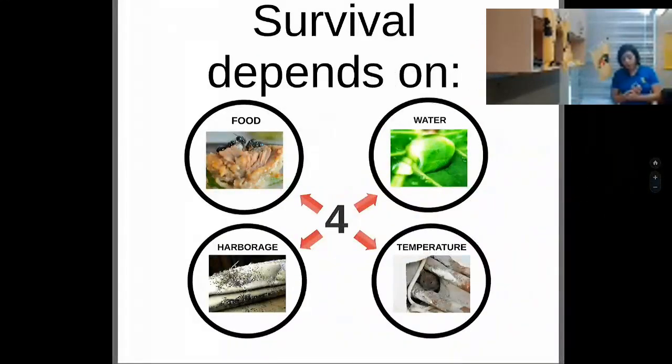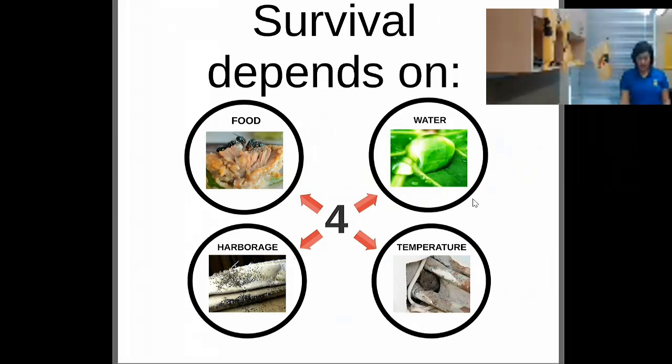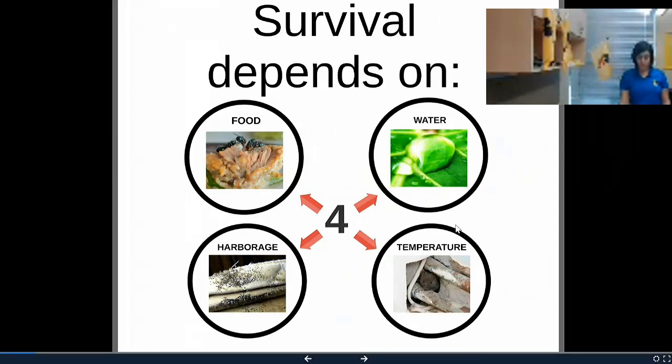And whenever we're doing an inspection and even control methods, we always have to take into consideration these 4 things, because these are the 4 things that pests need to survive: food source, water source, harborage, and a favorable temperature.